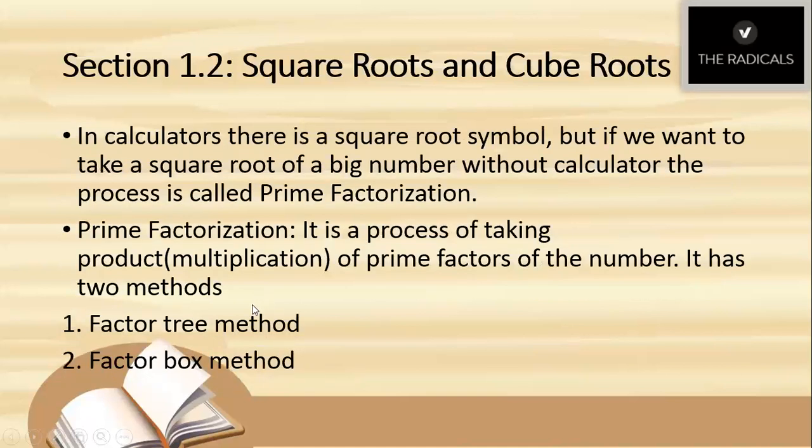In a calculator, there is a square root symbol, but if you want to take the square root of a big number without a calculator, the process is called prime factorization. Prime factorization is a process of taking the product or multiplication of prime factors of the number. It has 2 methods, the factor tree method or the factor box method. So, before going into square root details, we are going to see what prime factorization is.